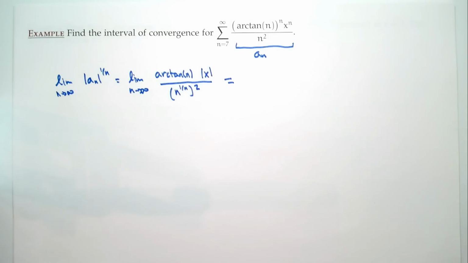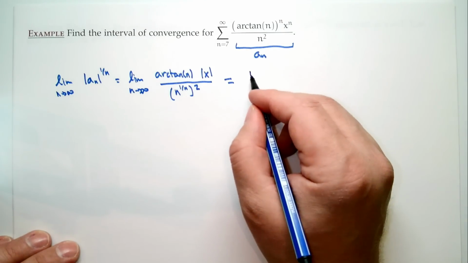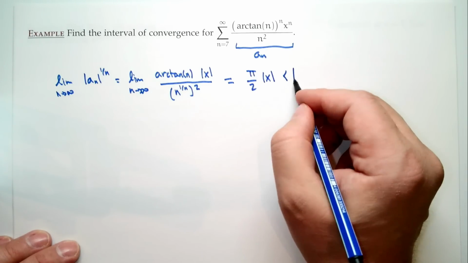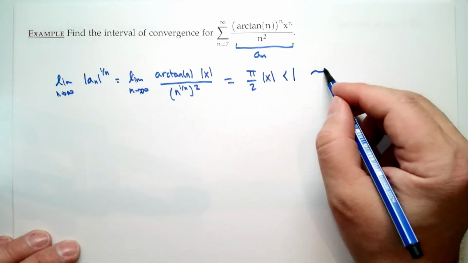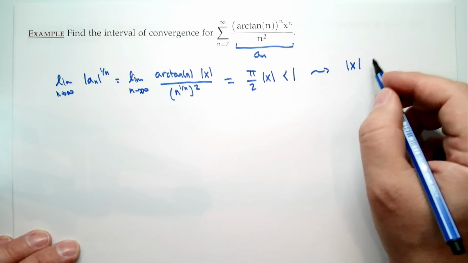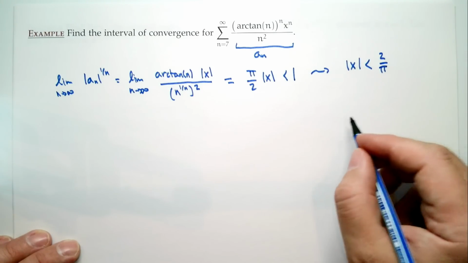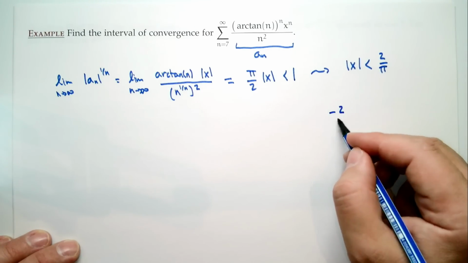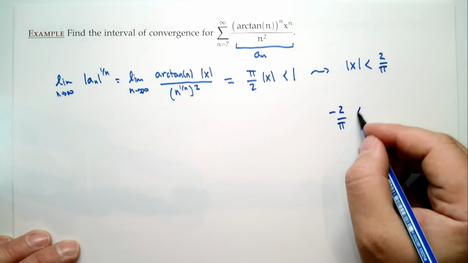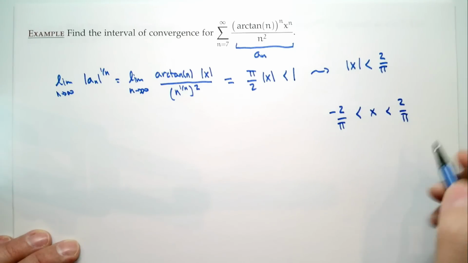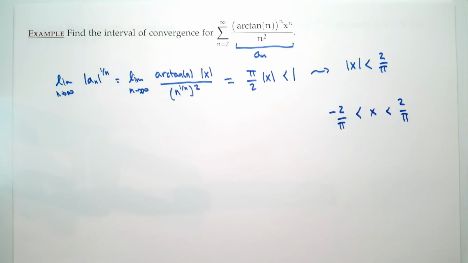What happens to arctangent as you head to infinity? Goes to pi halves, pi over 2. So this is pi halves absolute value of x. And this will converge when this is less than 1. And therefore, we can conclude that this will converge when absolute value of x is less than 2 over pi. So we're in good shape. We now know that it will definitely converge for negative 2 over pi less than x less than 2 over pi. The only thing that we don't know yet is the endpoints.